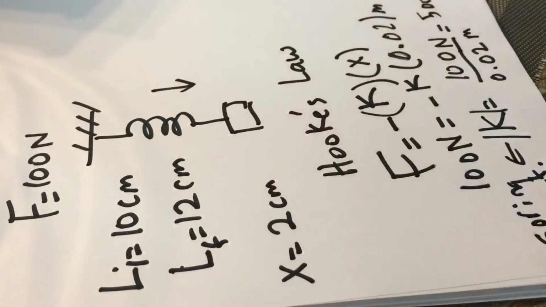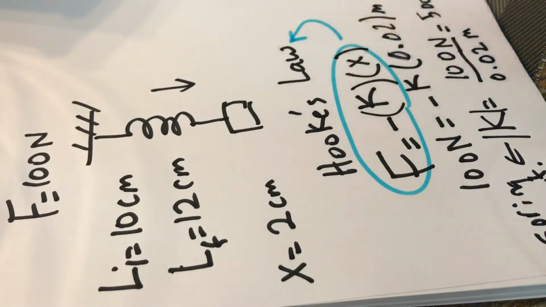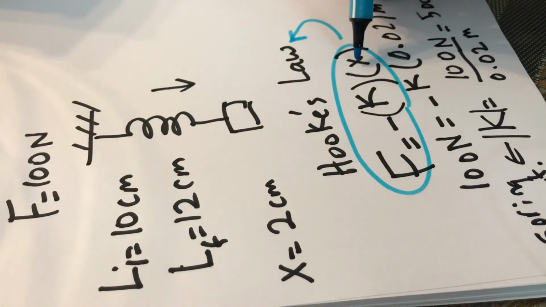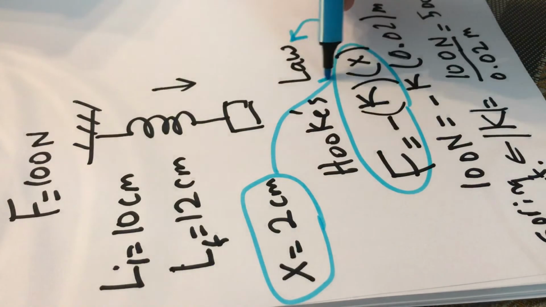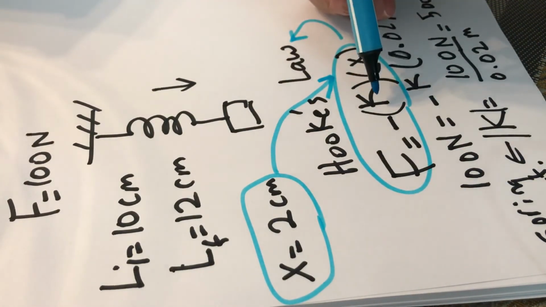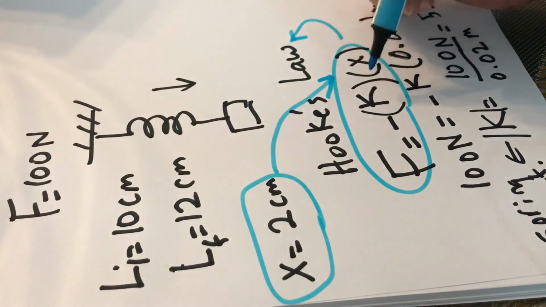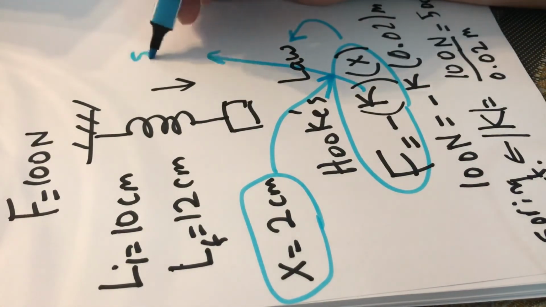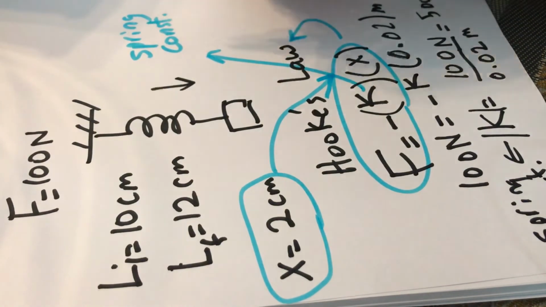So this thing here is called Hooke's law. In Hooke's law, you should never put Li or Lf. You just put x, which is the change in length, this one. Hooke's law is amazing if you want to find the spring constant. Every spring has its own constant that we call the spring constant or stiffness constant, because it describes the stiffness of the spring.